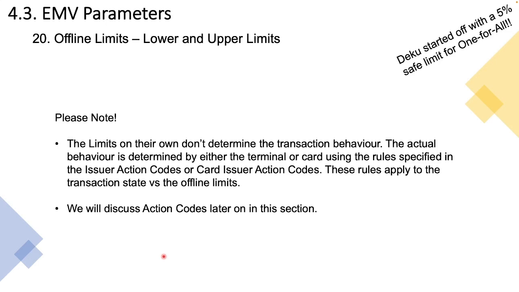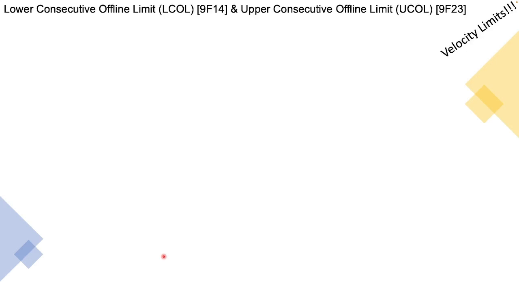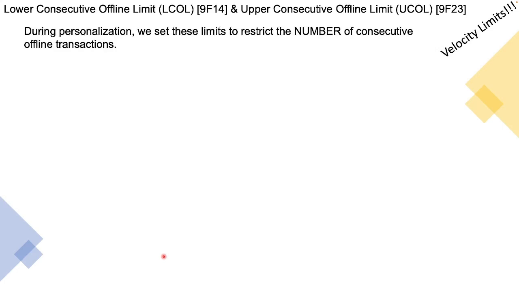Even though we have a lower limit and upper limit, by setting the limit, it doesn't define the behavior. All we're saying is, when we start doing processing using the action codes, we will use the breach or non-breach of these lower and upper limits to basically respond with a certain set of actions that we've configured, as the issuer of the card. Right. So let's look at it in a bit more detail.